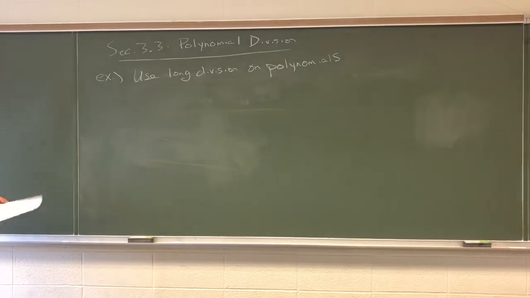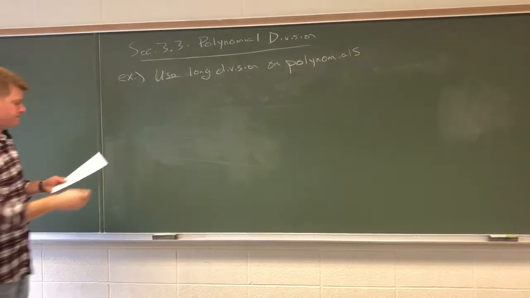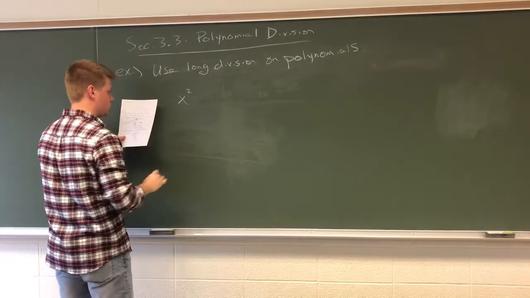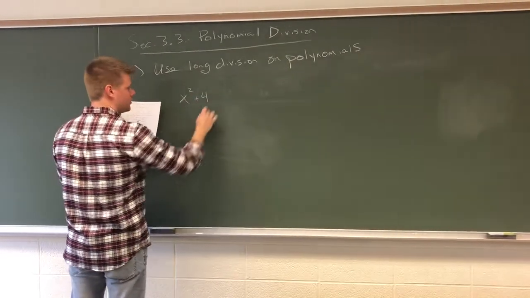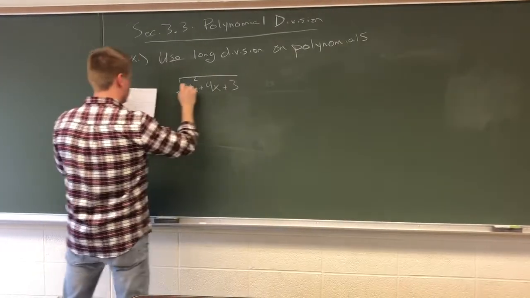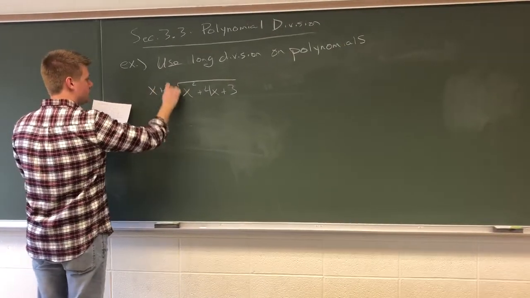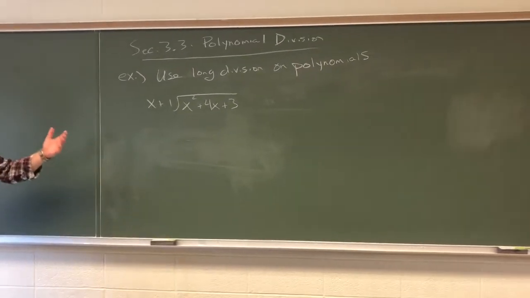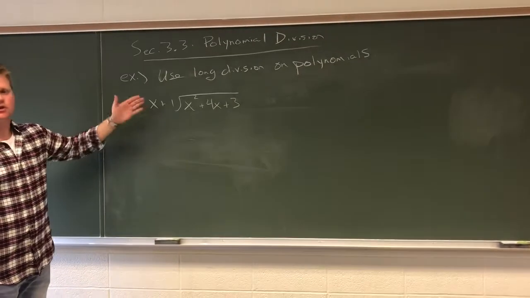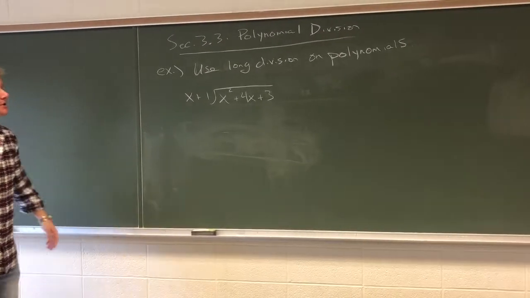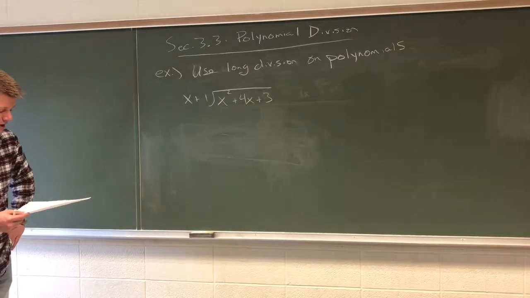Okay. So here's what we're going to do. First one, divide x squared plus 4x plus 3 by x plus 1. Okay. So again, we are now dividing by a binomial, 2 terms, x and a plus 1. So it doesn't work the same way as just simply reducing fractions like we did in the last one.